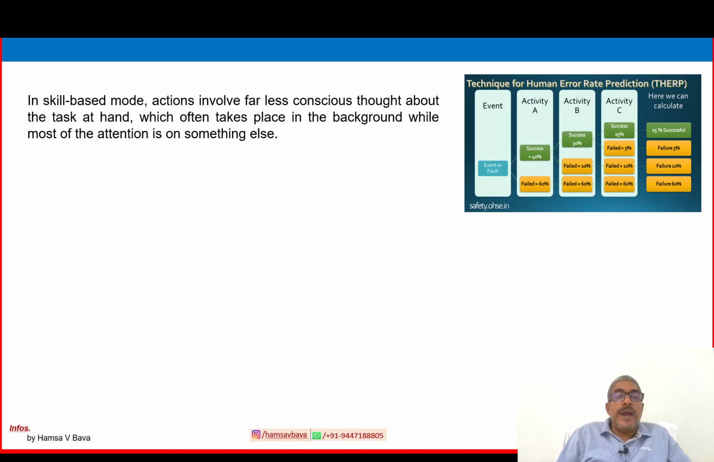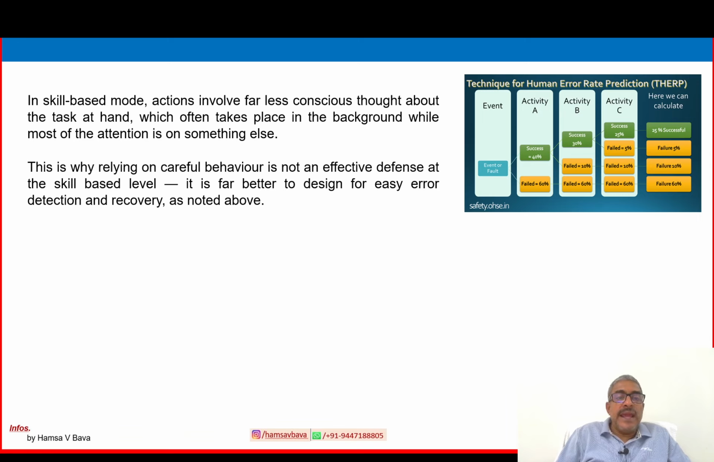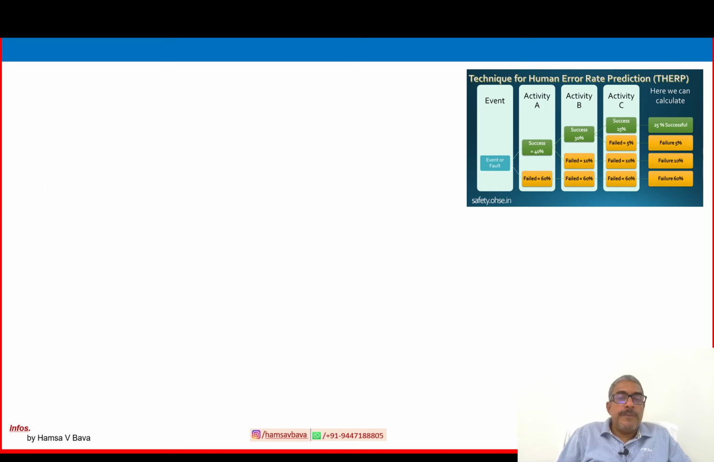In skill based mode, actions involve far less conscious thought about the task at hand, which often takes place in the background while most of the attention is on something else. This is why relying on careful behavior is not an effective defense at the skill based level. It is far better to design for easy error detection and recovery, as noted above.